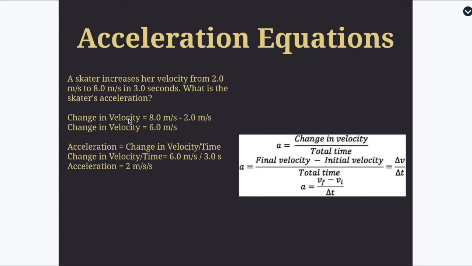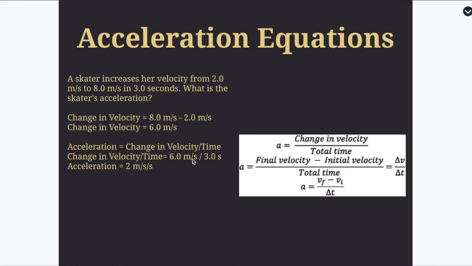First thing we're going to do is figure out the change in velocity, because we need that. In order to find change, you have to do final minus initial. Make sure that you get those correct, otherwise your answer will be wrong. So 8 meters per second minus 2 meters per second means our skater's velocity changed by positive 6 meters per second, so it increased by 6. Then acceleration equals change in velocity divided by time, which would be 6.0 meters per second divided by 3.0 seconds. If you do 6 divided by 3, you get 2.